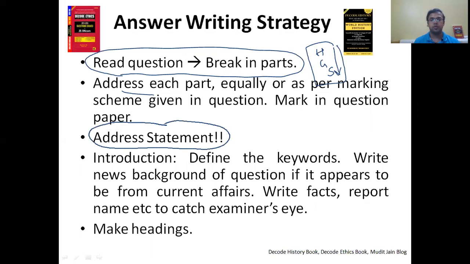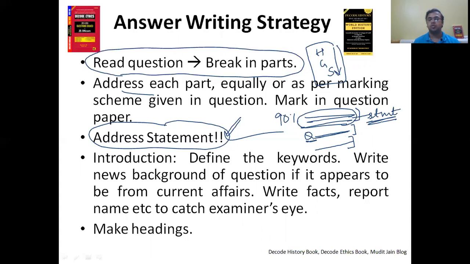Address each part I've already told you in previous sessions. Addressing the statement I've told you, but I'll emphasize on it a little because in GS2 almost 90% of questions you will find that have a statement, and then there is a question which is not linked with the statement. So first three lines are statement, fourth line and fifth line mention two parts of question which are not much linked with it, but this is the statement and you have to address it. You cannot skip it. If UPSC has written three or four lines in question paper, it definitely wants you to address them. Otherwise, there was no need to write these lines as such.